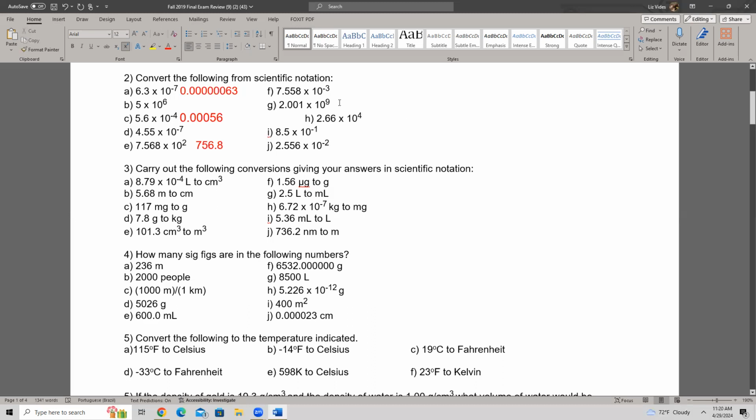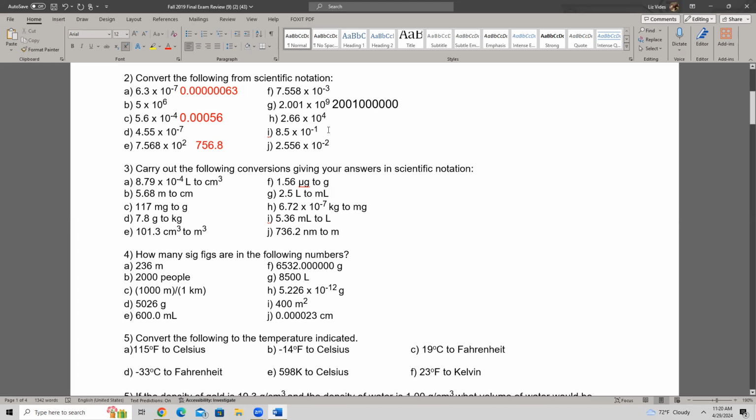The next one, which is G, right? G is going to be to the 9th. So 2 point that, oh, there's no point. So that's 1, 2, 3, right? Oh, sorry, 1. Okay, that's 3, 4, 5, 6, 7, 8, 9. And there you go. That's how you do that one.